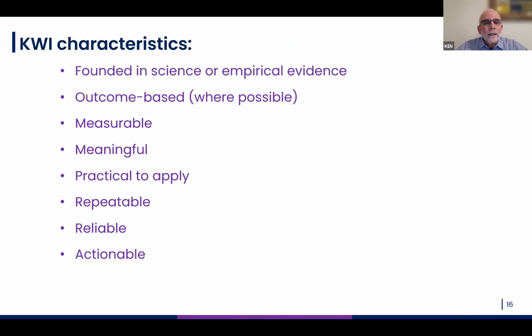So what are some of the characteristics of KWIs? Well, certainly they should be grounded in science or empirical evidence and outcome based. Again, we want these to be measured at the animal level and not to be resource based, which tend to be prescriptive things that we apply to a production system. They should be measurable, meaningful, practical to apply, because we all know if they're not practical to apply, they're not going to be measured. They should be repeatable, reliable, and actionable.